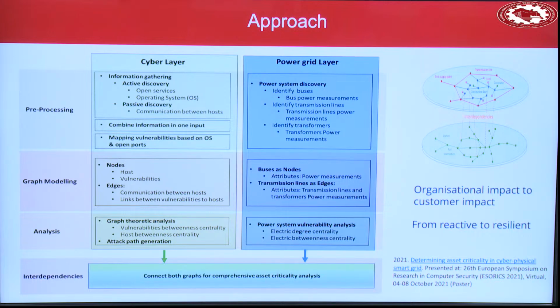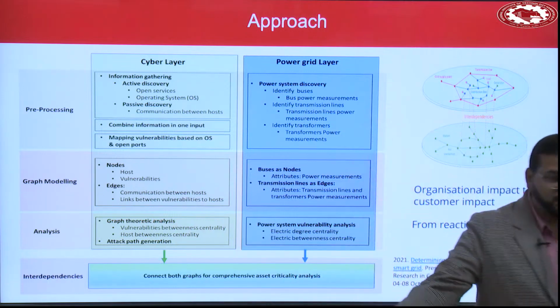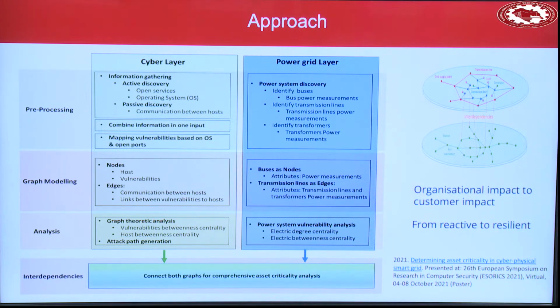Similarly, there's host betweenness centrality. Between any 2 nodes, how many devices are there in between? For any of those devices, what are the incoming and outgoing connections? This will help us understand which device is more critical in this environment. What if you cut down this communication somewhere? How will this impact the whole system?